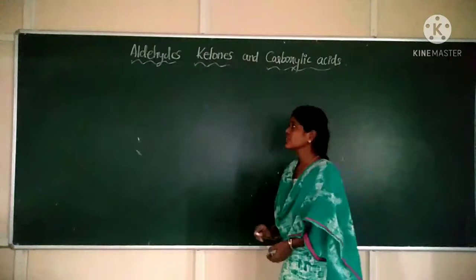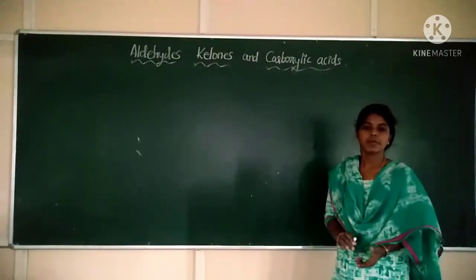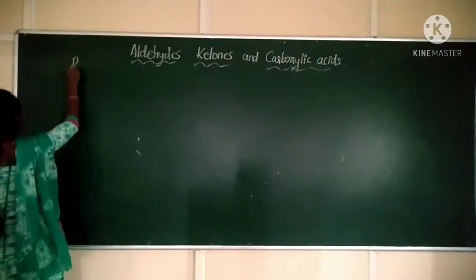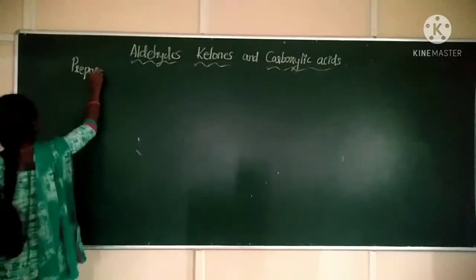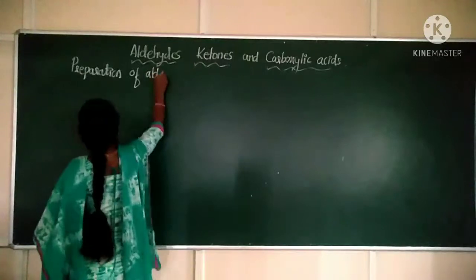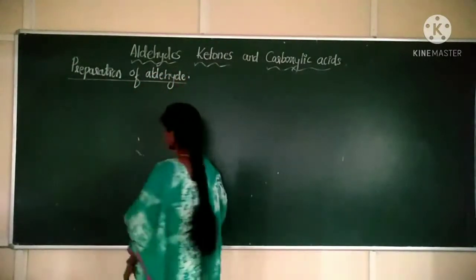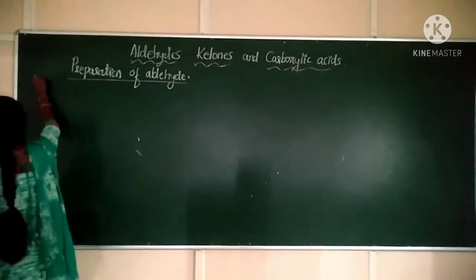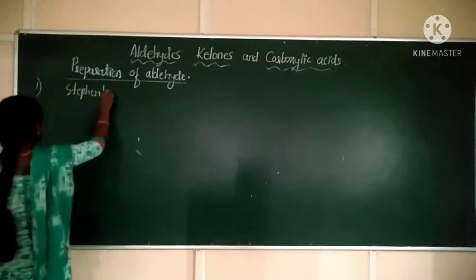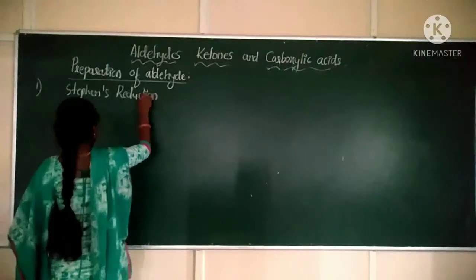So the first method is preparation of aldehyde. The first method is Stephen's reduction reaction. Preparation of aldehyde from Stephen reaction. So the heading is preparation of aldehyde. In Stephen's reduction reaction, the first named reaction is Stephen's reduction reaction.